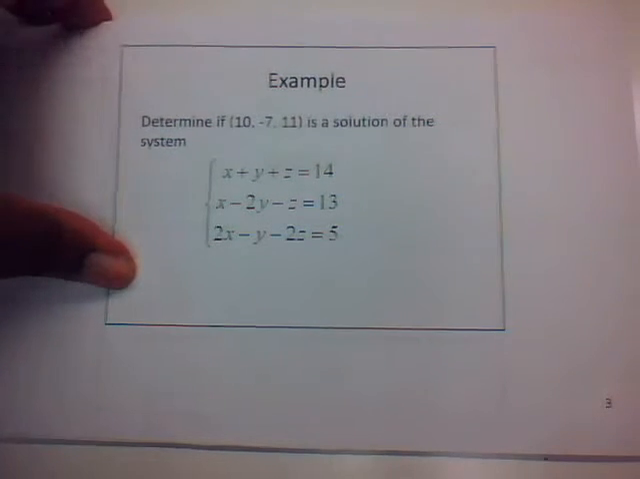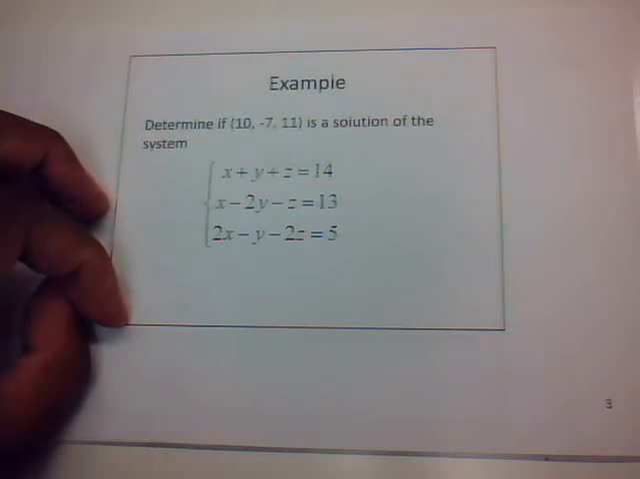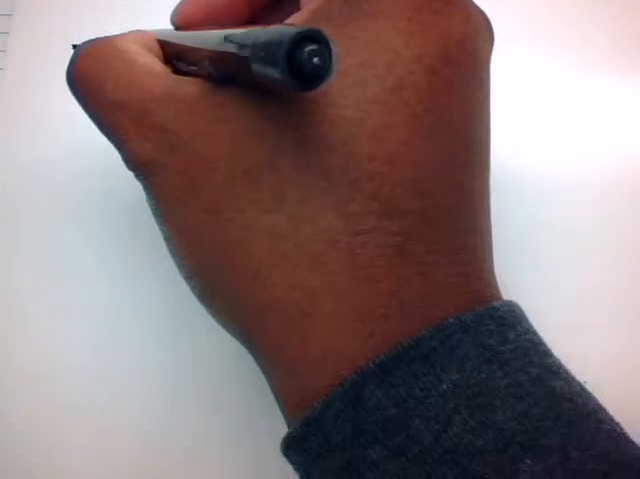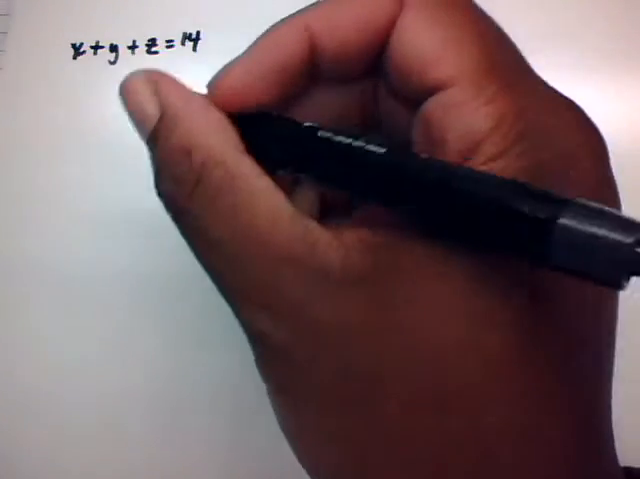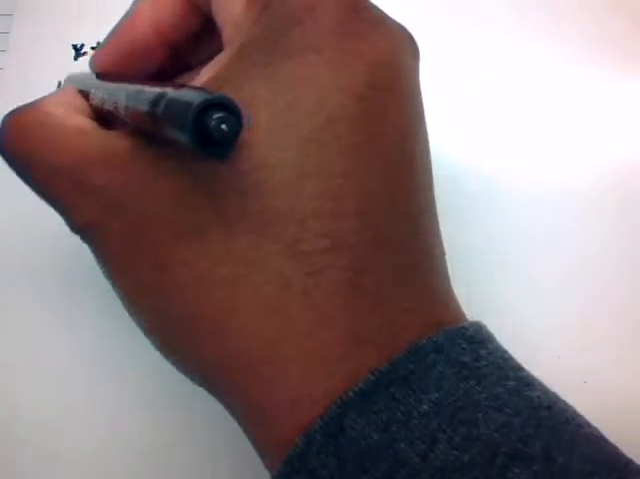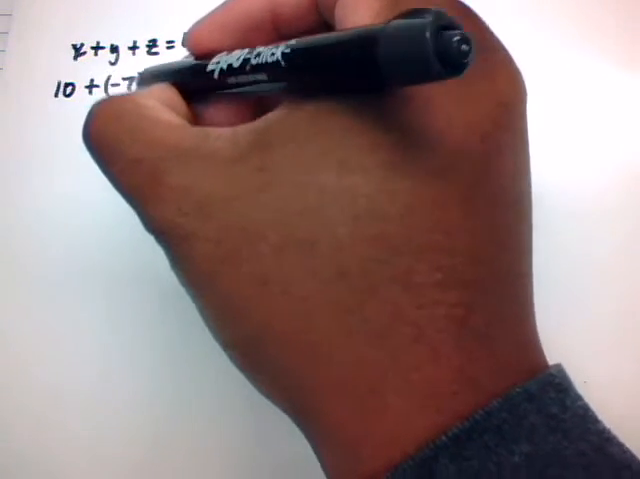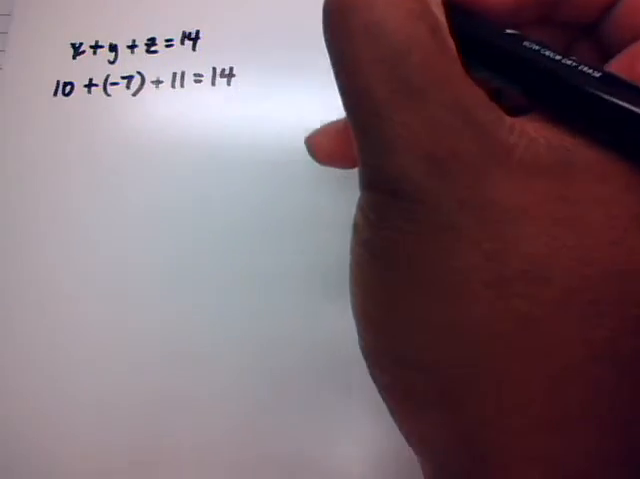Okay, let's look at this. We have to replace the x, the y, and the z in each one of these linear equations. Let's start with the first equation: x plus y plus z equals 14. Now we're going to replace the x with 10. The y, we're going to replace with -7, because that's what the ordered triple has for y, and z is 11. That should equal 14.